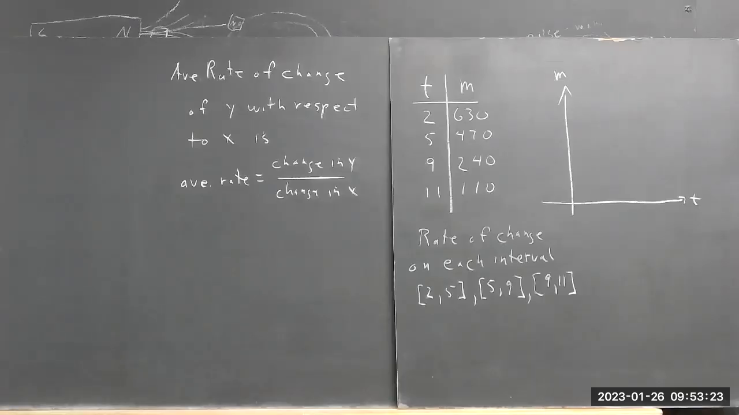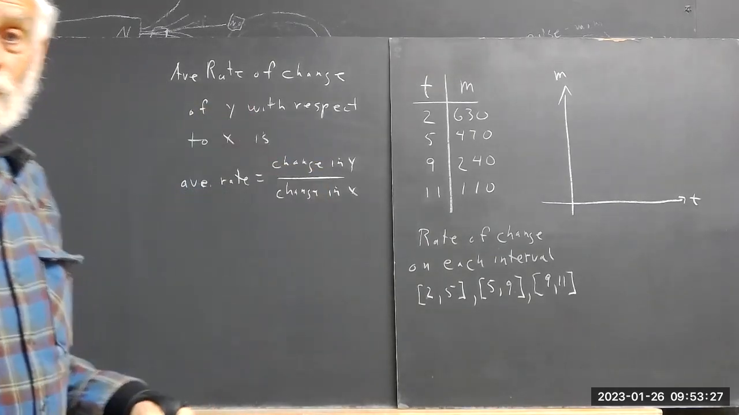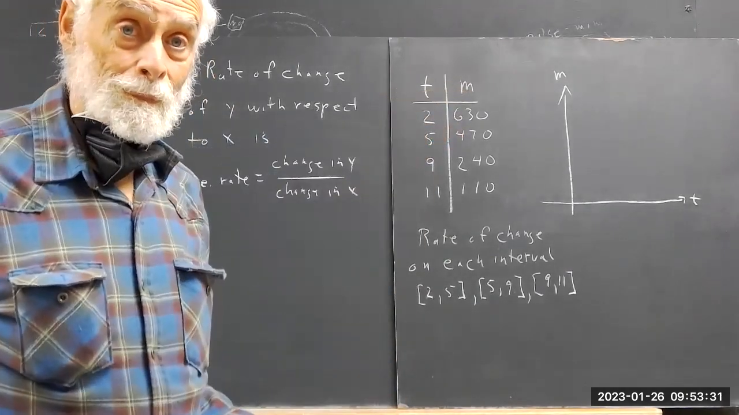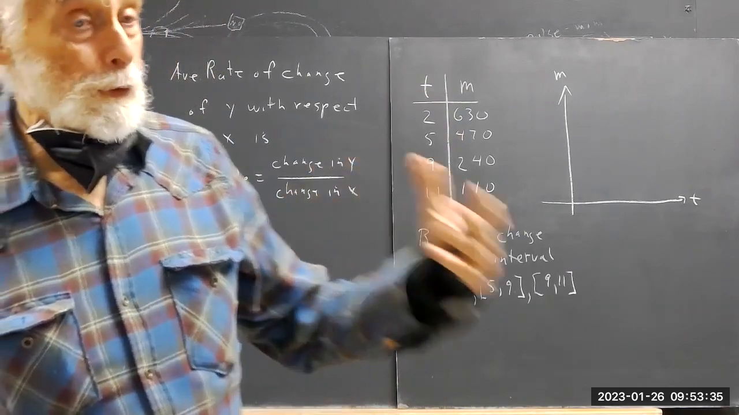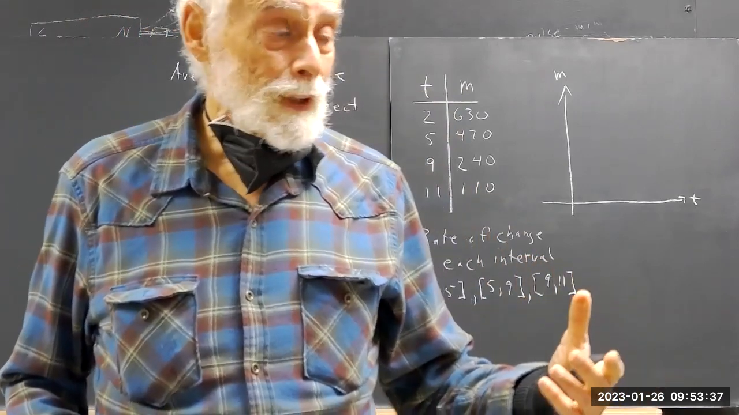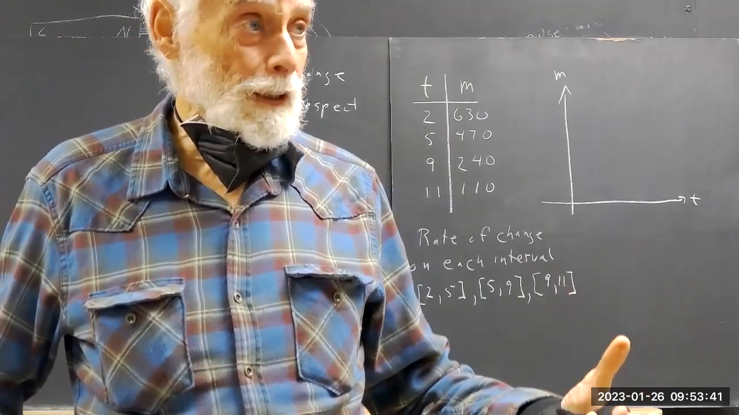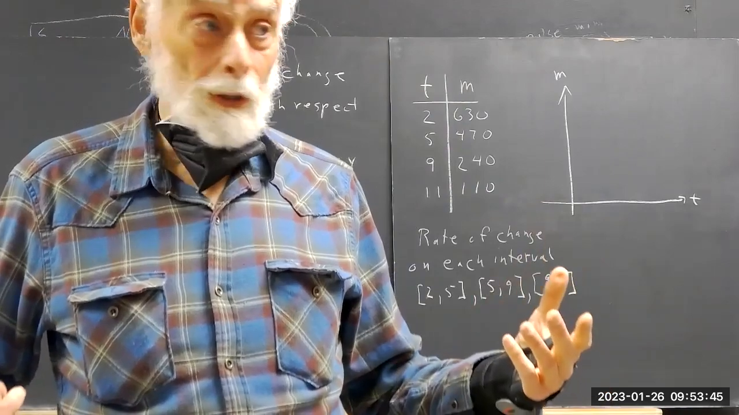Okay, again, here's your definition of average rate of change of Y with respect to X. Now, in this case, it's M and T, but it's a rate. If you make $140 in 7 hours, well, you know how to find out how many dollars per hour that is. That's easy. Everybody knows how to do that, I think.